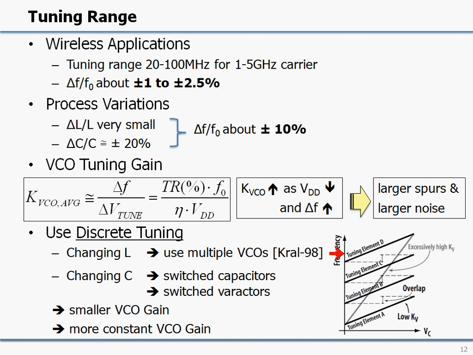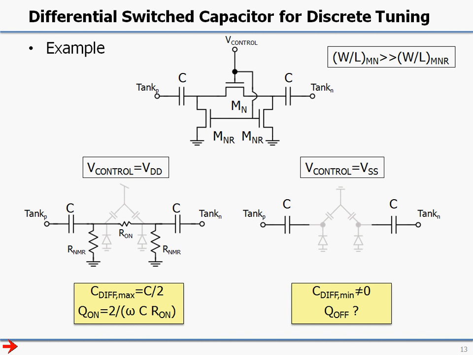If we want to change the capacitor, we have two choices. We can either use switched capacitors or we can use switched varactors. For the switched capacitors, there are a large number of different implementation styles, but here I show a differential switched capacitor for discrete tuning. So we take two capacitors and put a large NMOS transistor here in series.